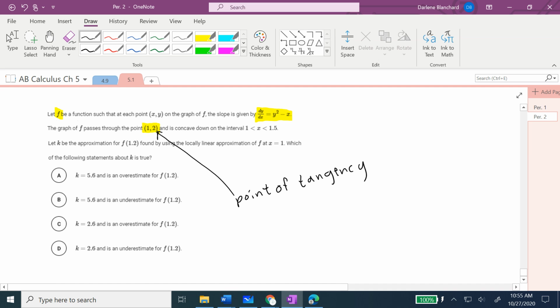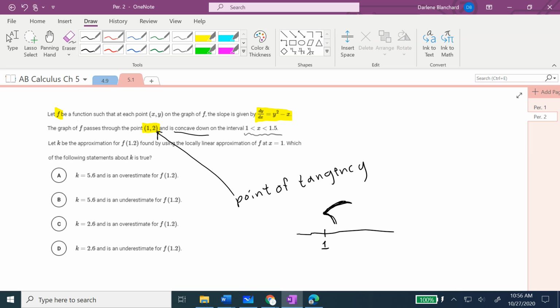And it tells us that we are dealing with concave down when we are in the interval from x equals 1 to 5. Now, k is an approximation for f of 1.2. So if I'm looking at an x-axis and at the point 1, 2, I've got my point of tangency and I'm concave down after I hit 1. So I'm concave down. Maybe I'm increasing, maybe I'm decreasing, but I know I'm concave down.